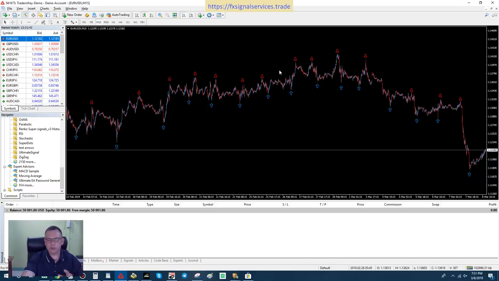And you really don't see much going on. The only thing you see are red and blue arrows, but there's a lot more going on in the background. You just don't see it. So this right here just makes life a lot easier to trade with.